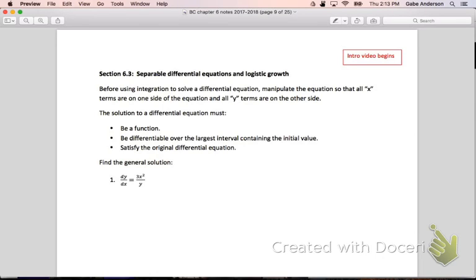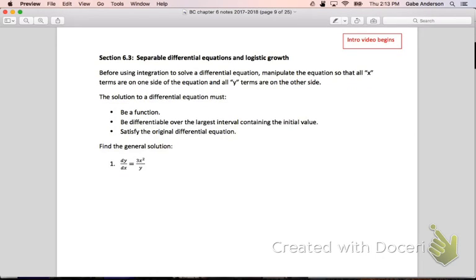Let's take a look here at what we're going to do. The concept of separable variables is very important here. Of course, not all differential equations are separable, but the ones we will look at are. Before using integration to solve a differential equation, we're going to have to use some algebra, some kind of manipulation, to get all of the y terms on one side and all the x terms on the other side.